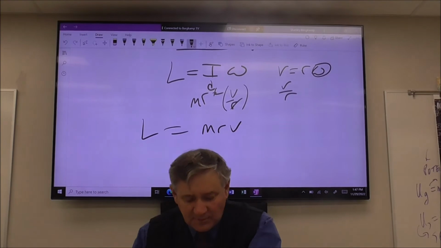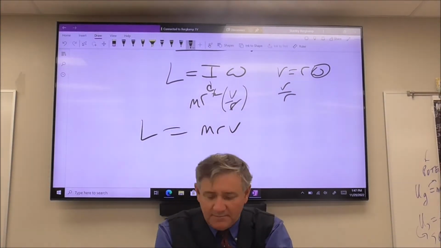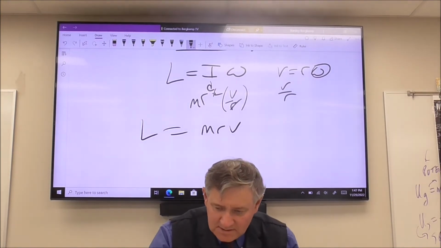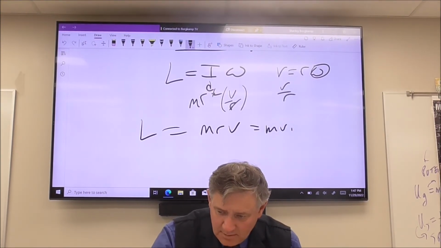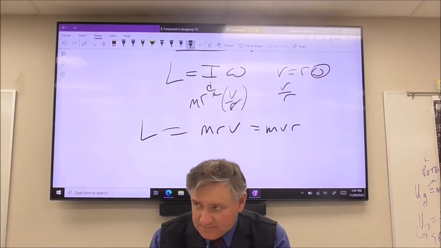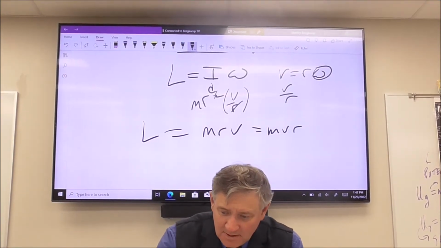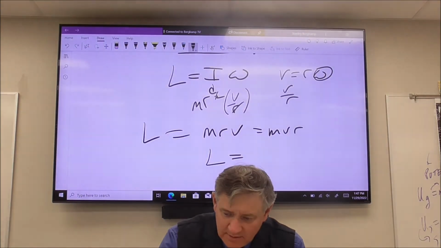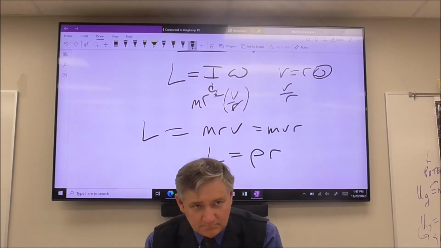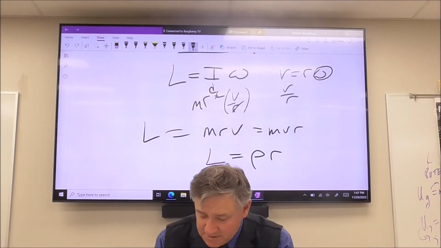Mr V. Okay? So L equals mrV. Now, here's the deal. If you arrange this a little bit, you get MVR. Well, what do you get when you multiply mass by velocity? Momentum. So you can also write this as L equals linear momentum times R, if you do a little bit of substitution.